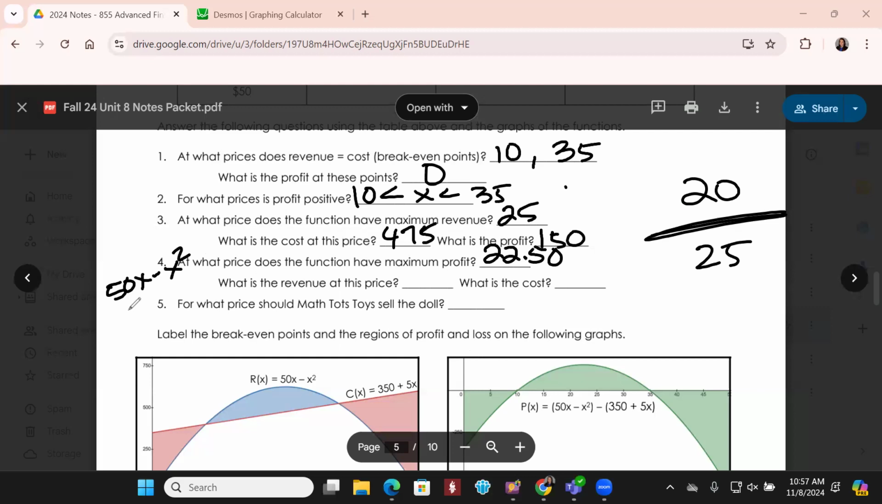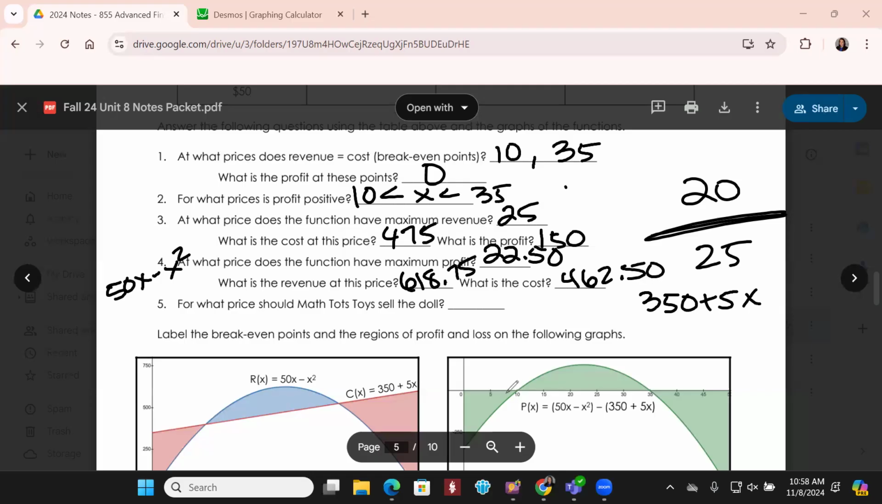Did I lose anybody? Revenue, they give us the formula up at the top of the table. Take 2250, plug it in. You should get something like 618.75. For the cost, you're going to do the same thing, but you're going to use 350 plus 5x to plug in. And when you do that, you're going to get 462.50.